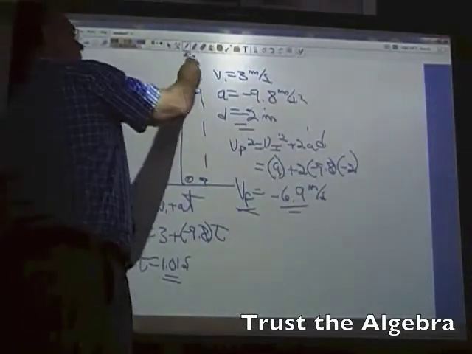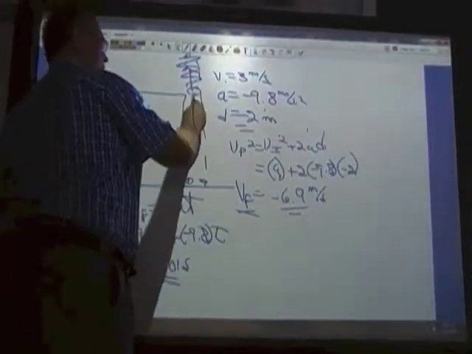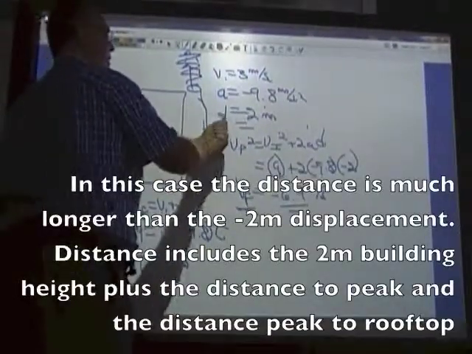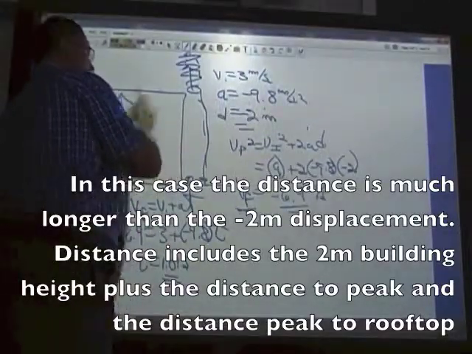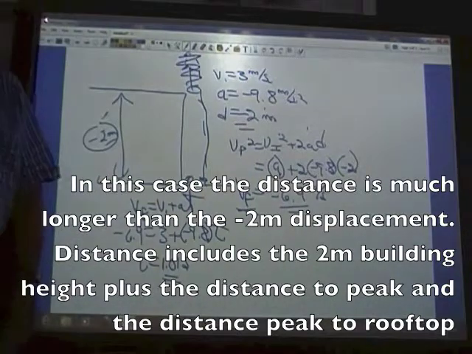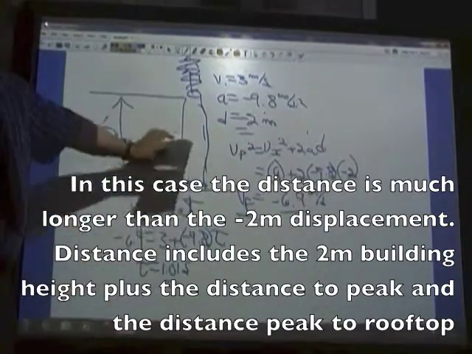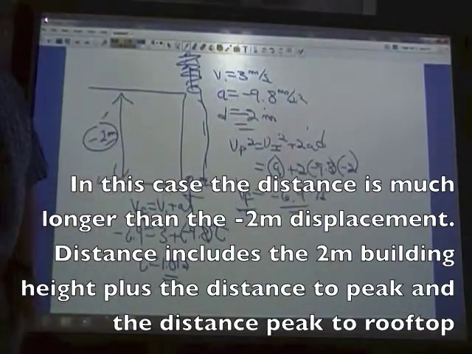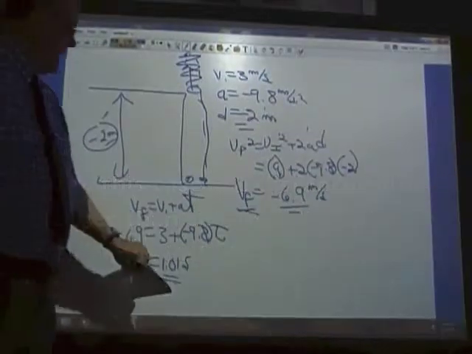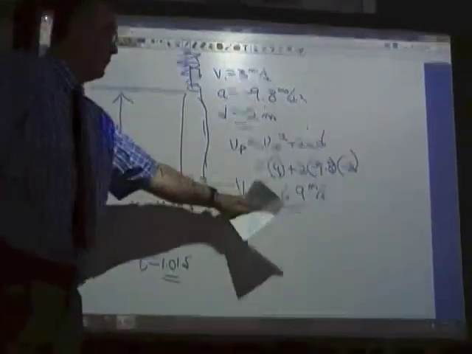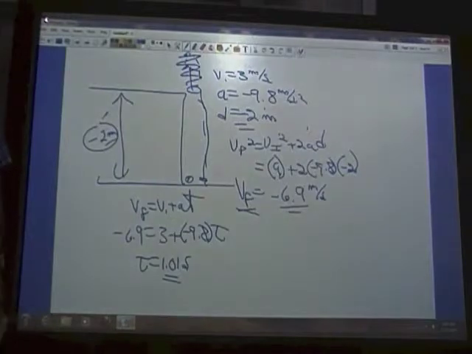I don't care what it does up here. The algebra will tell me the hang time by using a displacement of minus 2 meters. It works. It's worked for hundreds of years. It's going to work for Hawthorne next year, okay? So the hang time is that, the final velocity, minus 6.9.